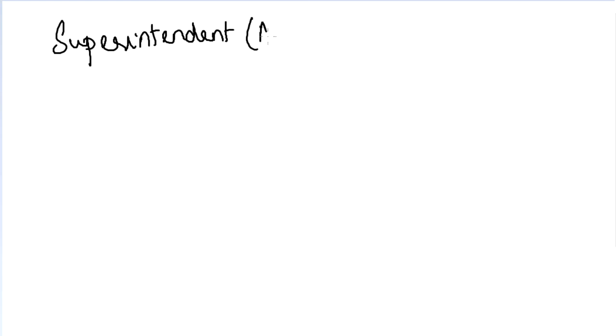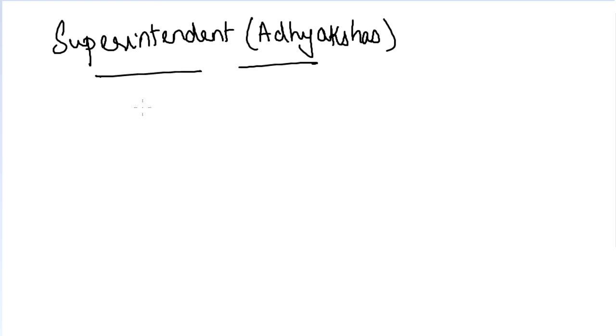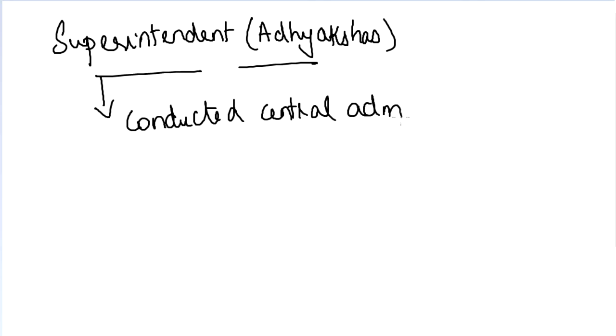They were also called Adhyakshas. The central administration was conducted by a highly skilled superintendent, or Adhyaksha, who looked after various departments. Their duty was to look after the various departments.